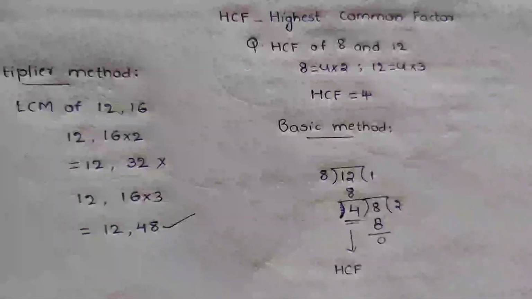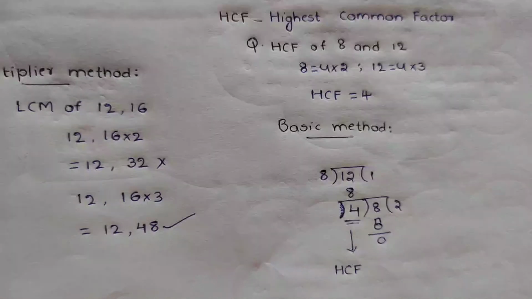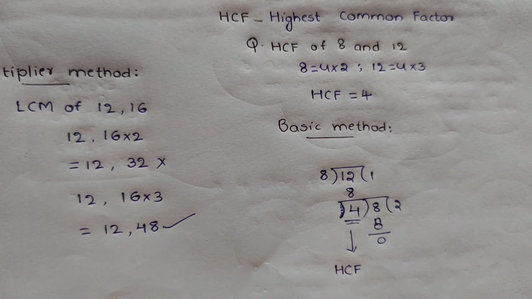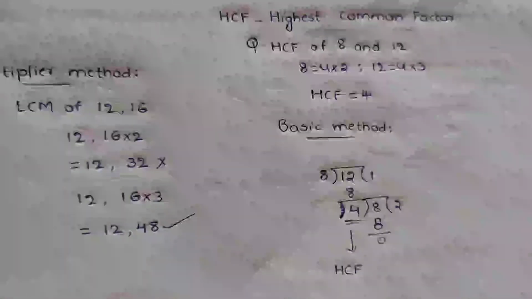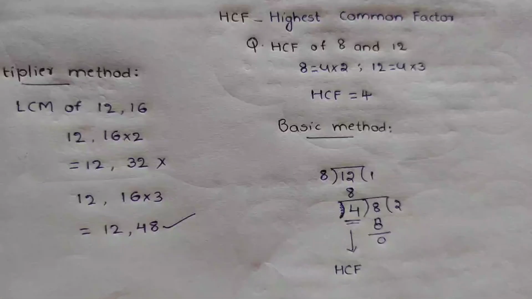you have to keep on dividing, and when you reach 0, the divisor that you have used will be the HCF of the given numbers. So here the divisor that I have used is 4. So this 4 will be the HCF of 8 and 12. I hope you have understood this one also.